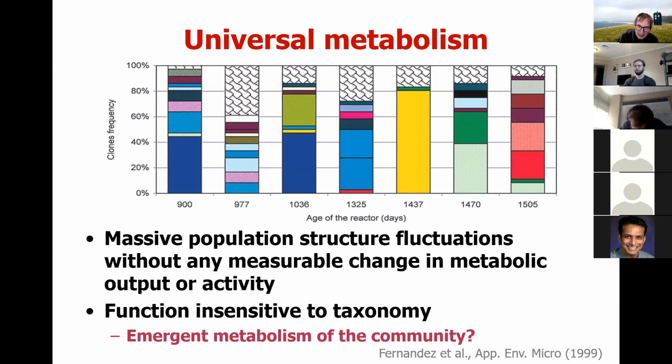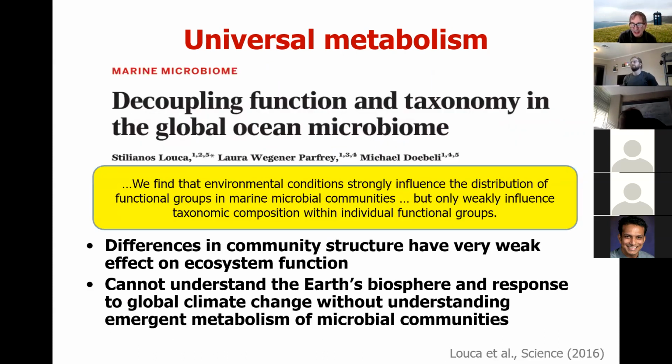And what it implies is that the system self-organizes to create a kind of emergent metabolism, which doesn't depend sensitively on the taxonomic or population structure. And why this happens, how this universality in this non-equilibrium living system happens, is still something that we don't really understand. But we know it's really important because it even happens on the scale not just of a laboratory experiment, but of the world's oceans. So if we're trying to understand the response of the global ocean microbiome to global climate change, we need to understand this universal emergent metabolism of living systems.